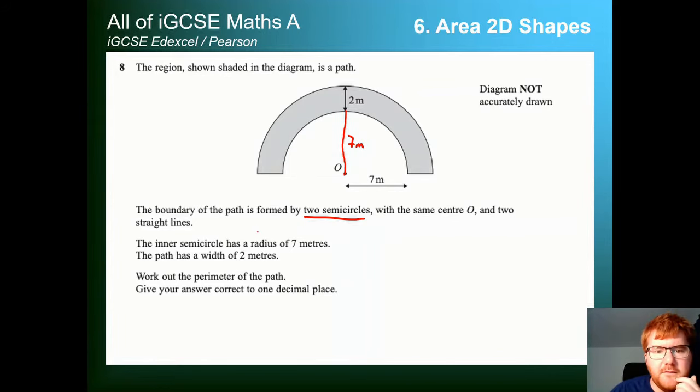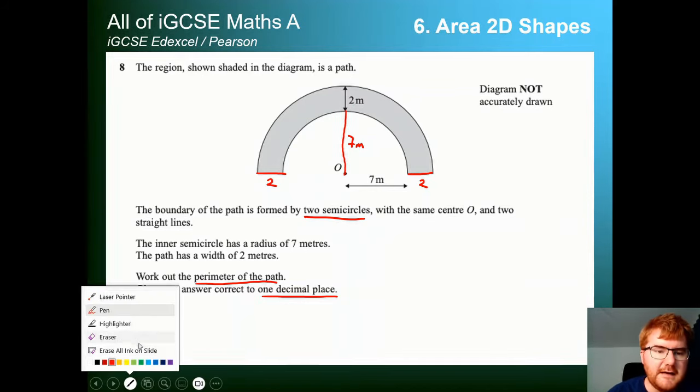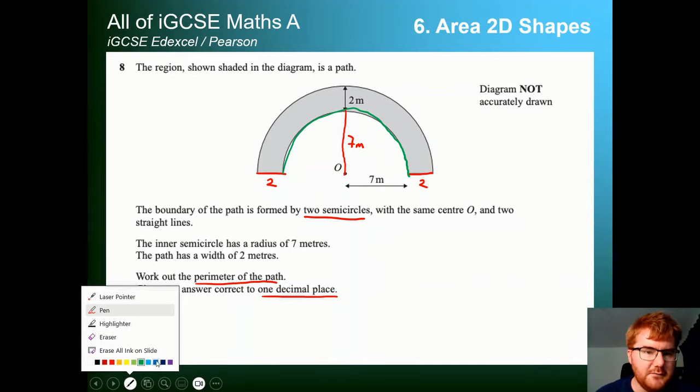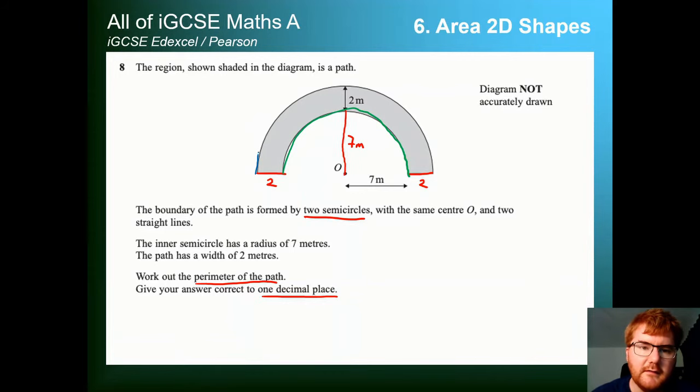The path has a width of 2 meters, and we want to work out the perimeter of this path to 1 decimal place. So the perimeter, remember, is the distance around the outside. Notice we already know these ones here. These are both equal to 2 because the path is the same all the way around. So the only things that we need to work out here, so I'll do this in a different color, in green. I need to work out this length here. And I also need to work out, we'll do this in blue, this length here as well. Remember, these are both semicircles.